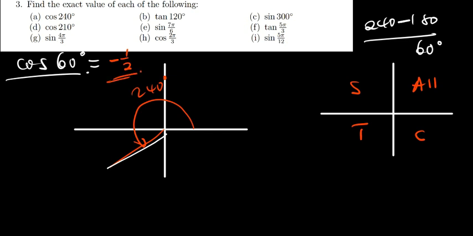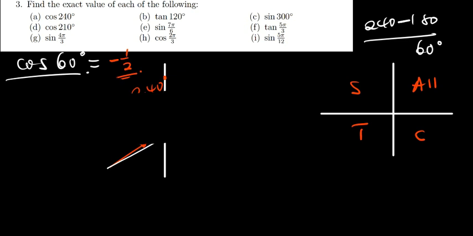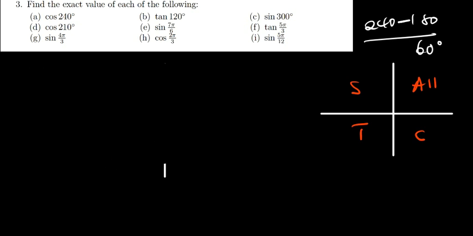It becomes so interesting and very easy and very simple at the same time. Let's go to part B. Part B, we are looking at tan 120. Where can we find 120? 120 can be found in the second quadrant. Now I need to find the reference angle. So that is 120.